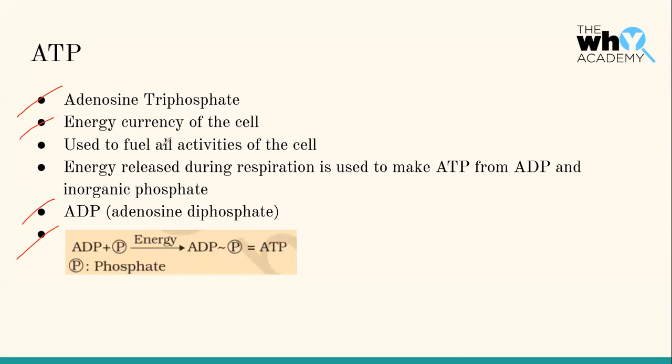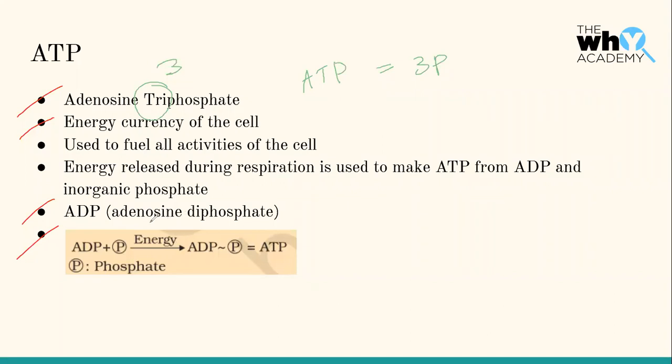Be careful of the spellings. Be careful of how it is written. Okay, T will be capital, A will be capital. What does tri refer to? Usually tri refers to 3 molecules. So ATP has 3 P molecules. You don't need to remember whether it is phosphate, phosphorus, or just P. Just remember ATP will have 3 P.